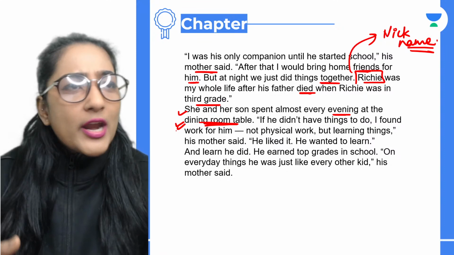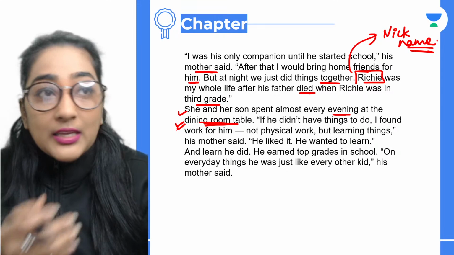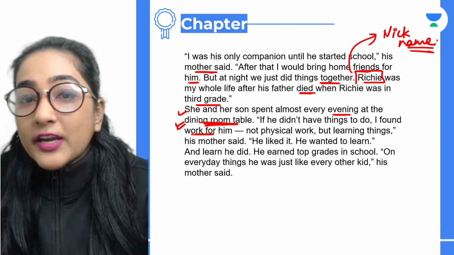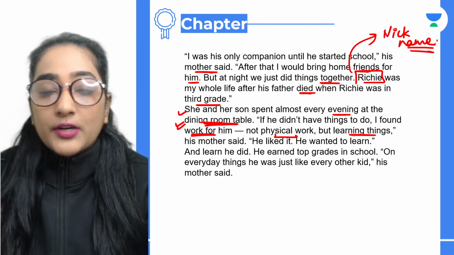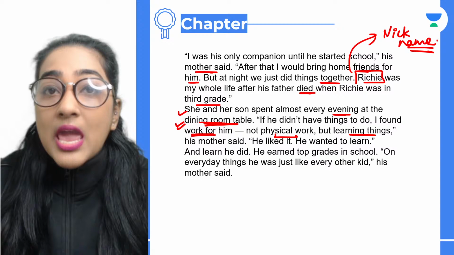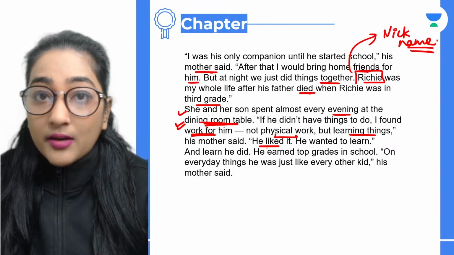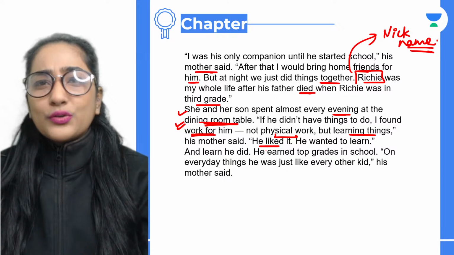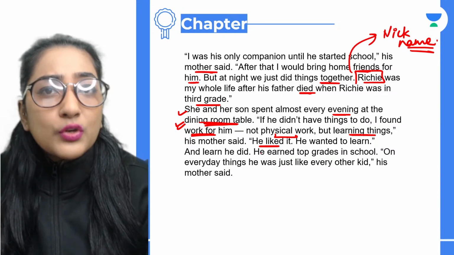So if she used to find that he is completely vacant, he didn't have anything to do, she used to always find work for him. But it was not physical work, it was more about learning things. For example, getting the books for him and telling him about things that would help him in increasing his knowledge. His mother said he liked it. And here is a kid that is upright, he didn't used to crib about it, saying that I don't want to do it. Instead, he used to like it. He used to really find pleasure in knowing about new things.